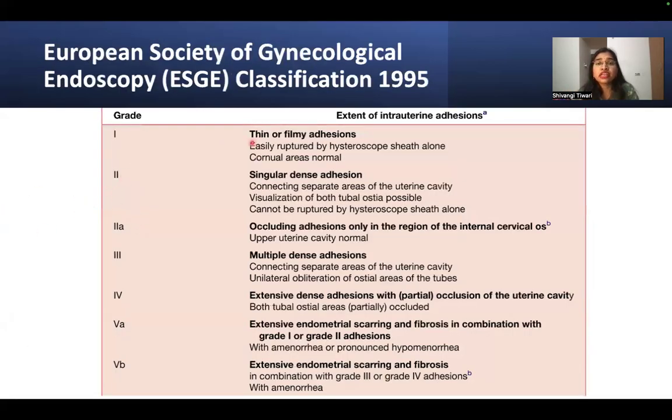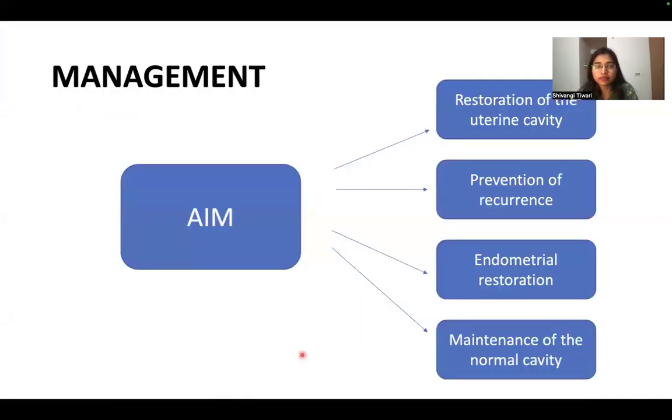This is SJ classification 1995. Some people use this classification also. One is thin or flimsy adhesions. Second is singular dense adhesions. 2A is occluding adhesions only in the region of the internal cervical os. 3 is multiple dense adhesions. 4 is extensive dense adhesions with partial occlusion of the uterine cavity. 5 is extensive endometrial scarring and fibrosis in combination with grade 1 or grade 2 adhesions. 5B is extensive endometrial scarring and fibrosis.